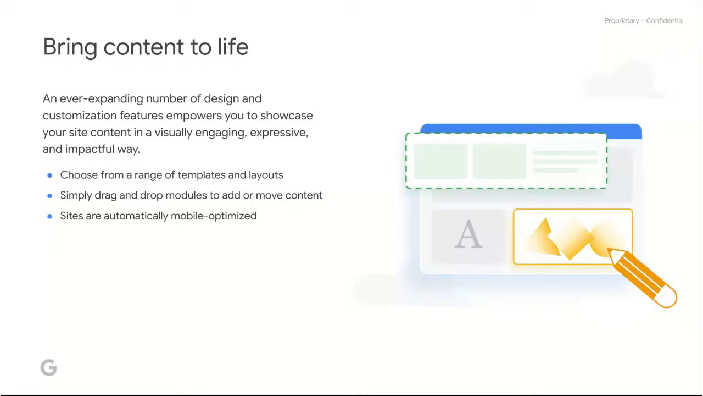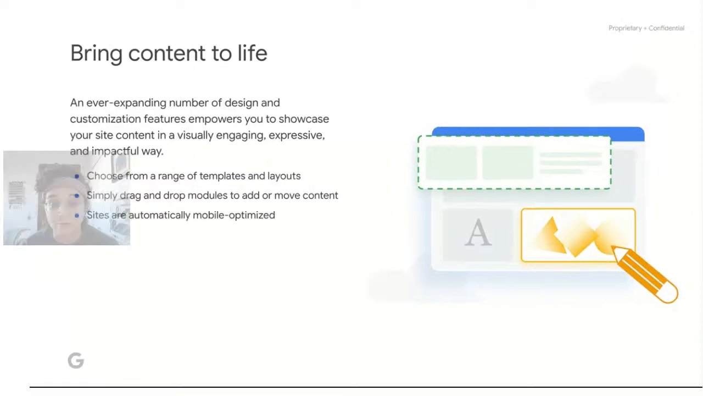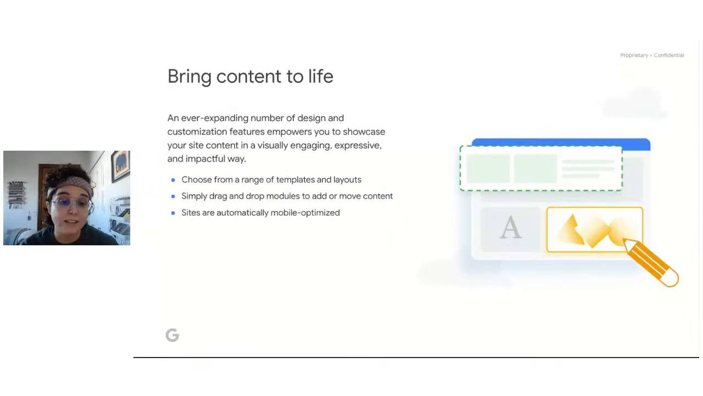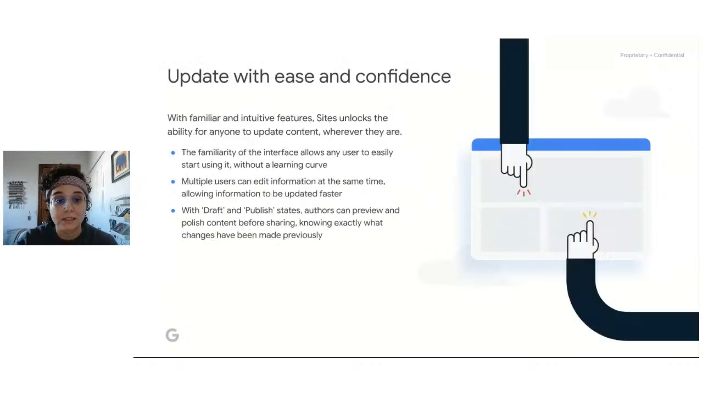We also think it's really important to provide people with the tools to really bring their content to life. So there's lots of templates and layouts that are available so you can hit the ground running when you're making a Google site. Editing a Google site is often no more than just dragging and dropping tiles or modules around to add content. And then every Google site is automatically optimized for mobile. So you don't need to do anything to create a site that's responsive. That's something you just get for free by using Google Sites.